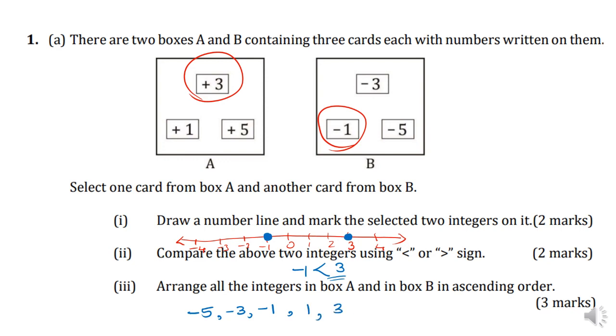I haven't written the plus mark, so you don't have to write the plus mark, because if you haven't written any sign, that means it's already plus. So even if you write it here, it is not wrong. You can write it, and even if you don't write it, if there is no sign in front of a number, that means it is plus. So if it is minus, you must write the minus sign.